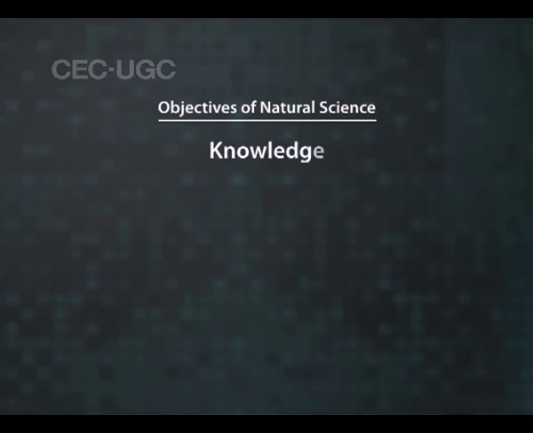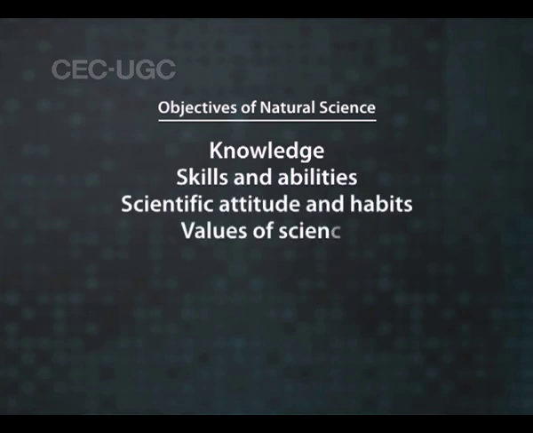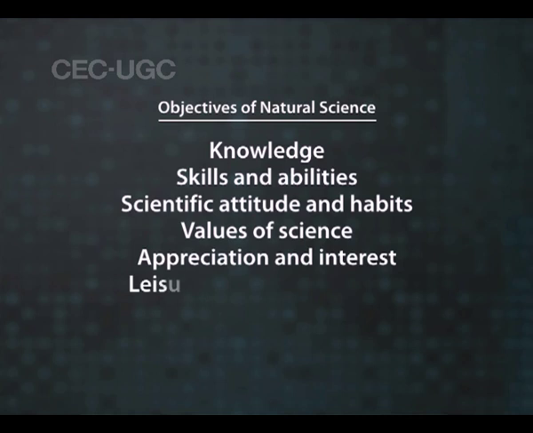Thus, the world over, the broad objectives of teaching natural sciences include knowledge, skills and abilities, scientific attitude and habits, values of science, appreciation and interest, leisure and work in science. In this module, let us see some of them in more detail. Knowledge. One special area related to development of knowledge in science is scientific literacy. Through the study of natural science, students are to acquire the knowledge of: 1.